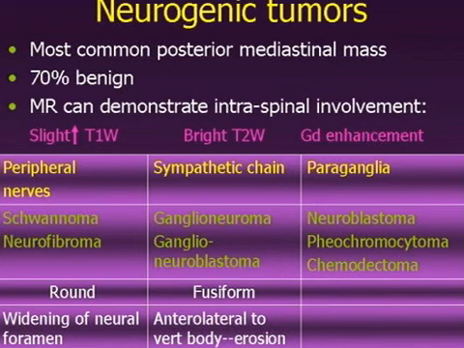They can occur related to the peripheral nerves, the sympathetic chain, and the paraganglia. They're generally slightly increased with T1 weighting and quite bright with T2 weighting, and for the most part, there's gadolinium enhancement. Peripheral nerve tumors, you know what, we'll just keep going.